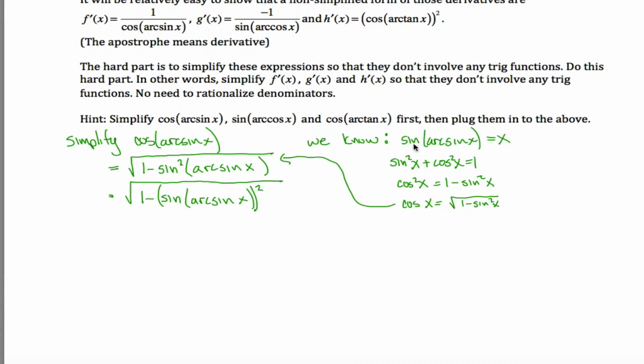And as I wrote right here, the sine of the arcsine of x is just equal to x. So everything inside this set of parentheses is just an x. This is equal to the square root of 1 minus x squared. Quite a bit simpler than what we had up there. And if cosine of arcsine of x is equal to this, then I can say that f prime of x, the thing that I was trying to figure out, is equal to 1 over this.